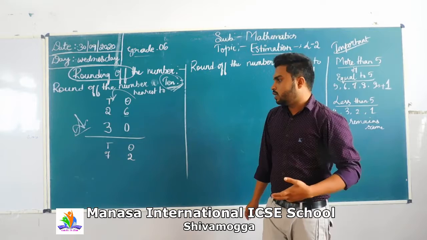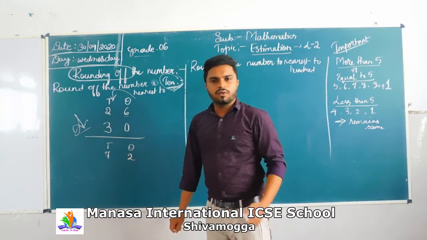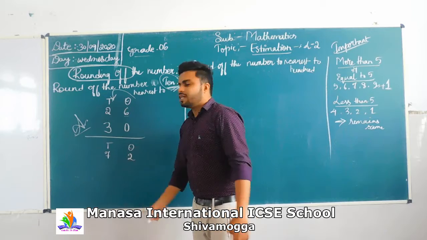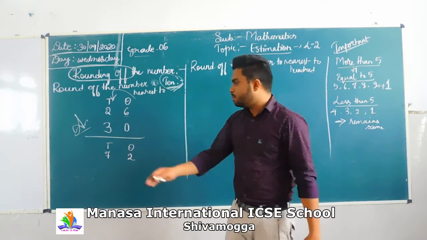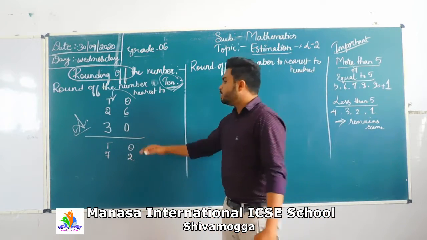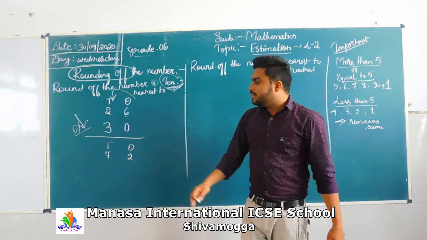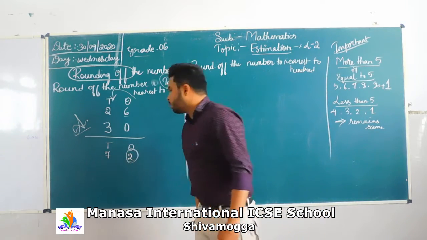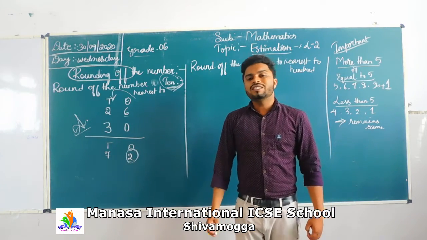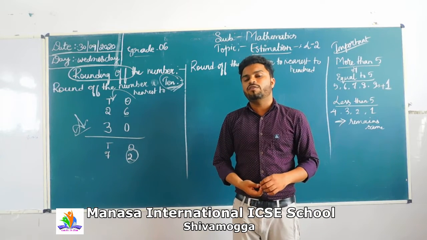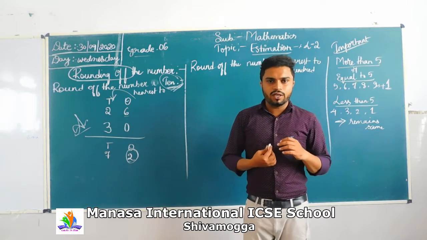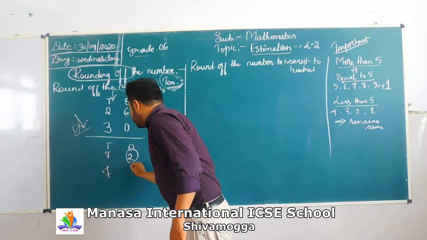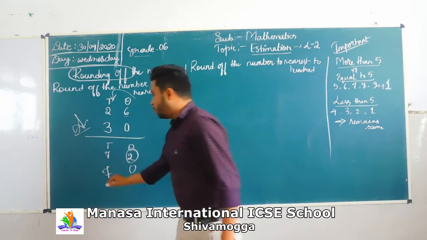Now one more problem we will solve. See, in the 1's place I have 2. In the 10's place I have 7. You are going to see the number in the 1's place. What is it? 2. Is 2 less than 5 or more than 5? It is less than 5, right? Hence, this number will remain as it is and this number becomes 0.